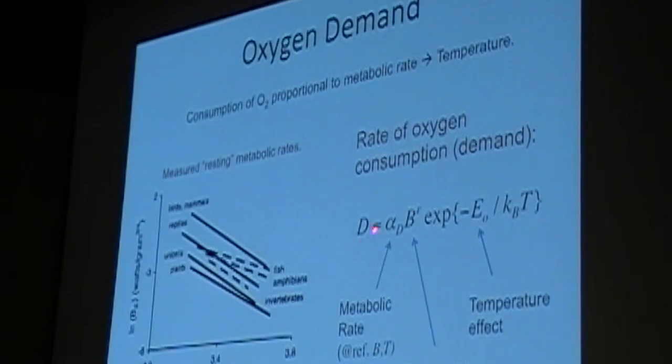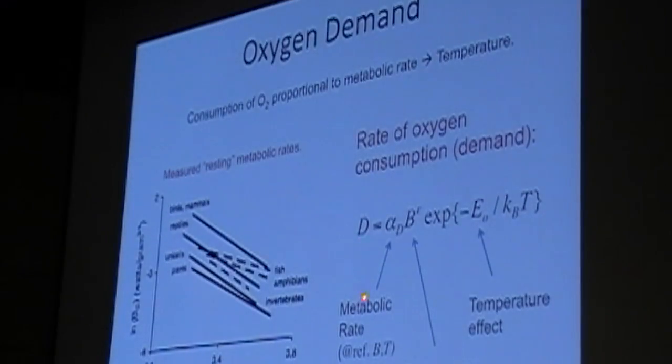But to simplify it, we can say that the rate of oxygen consumption, the oxygen demand, is also going to be proportional to some kind of metabolic rate, which will vary widely among different species, at some kind of reference body size and temperature, but it will always go up with body size in some power law way, and people argue endlessly about what the exponent would be, and I'm not too concerned about that here, as you'll see in a moment.